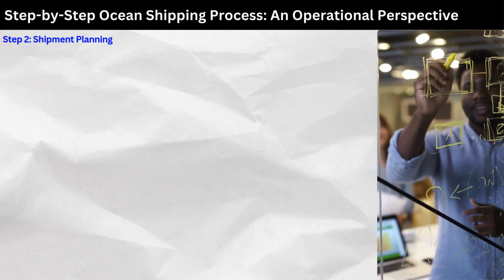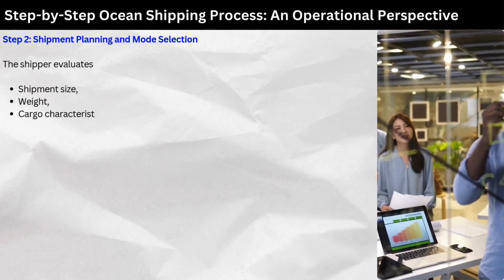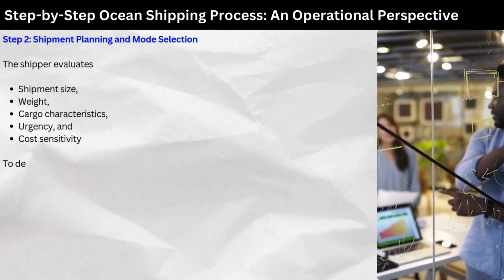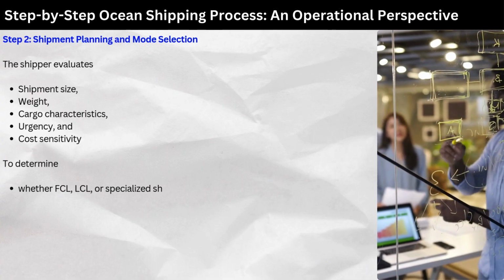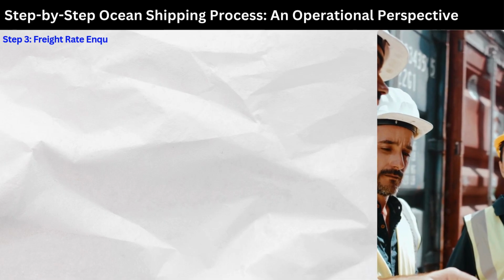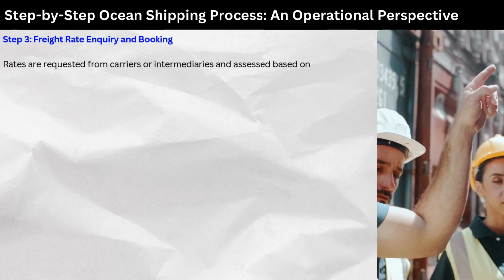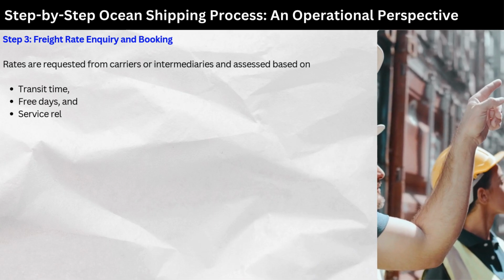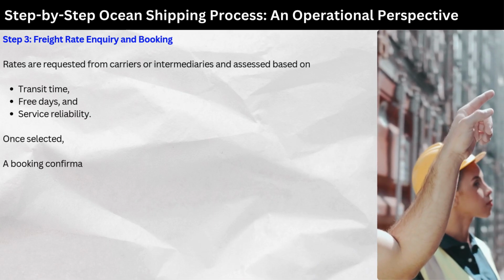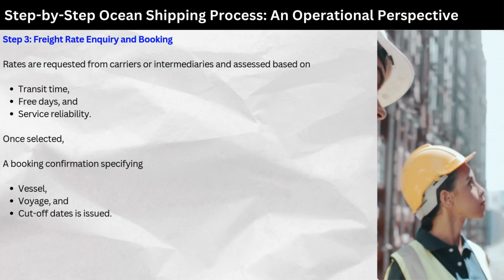Step 2. Shipment planning and mode selection. The shipper evaluates shipment size, weight, cargo characteristics, urgency, and cost sensitivity to determine whether FCL, LCL, or specialized shipping is appropriate. Step 3. Freight rate inquiry and booking. Rates are requested from carriers or intermediaries and assessed based on transit time, free days, and service reliability. Once selected, a booking confirmation specifying vessel, voyage, and cut-off dates is issued.